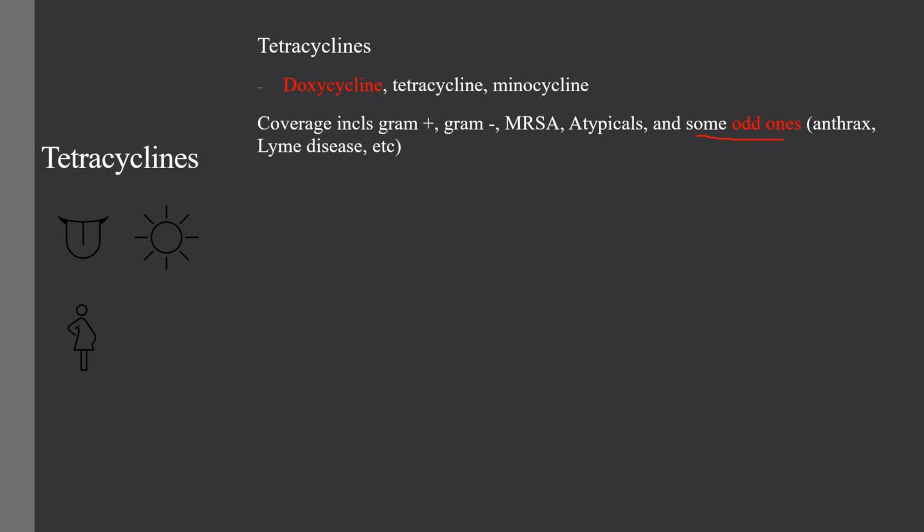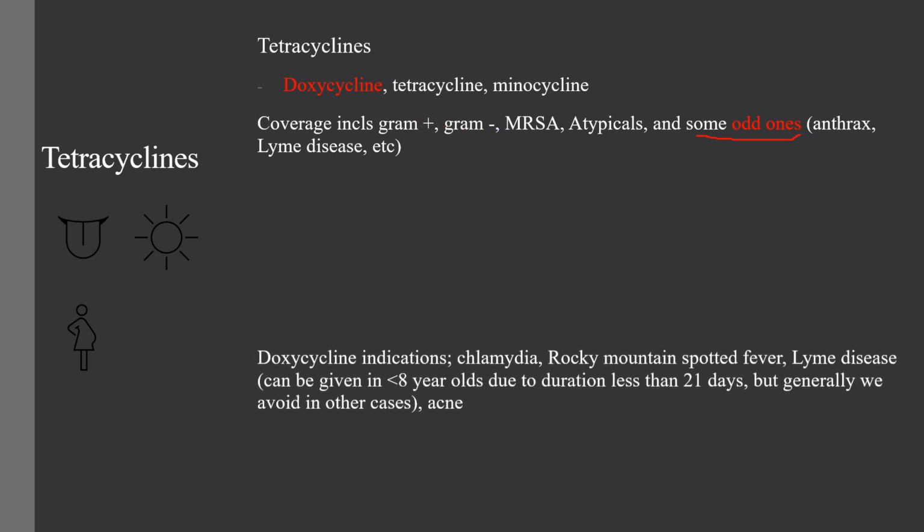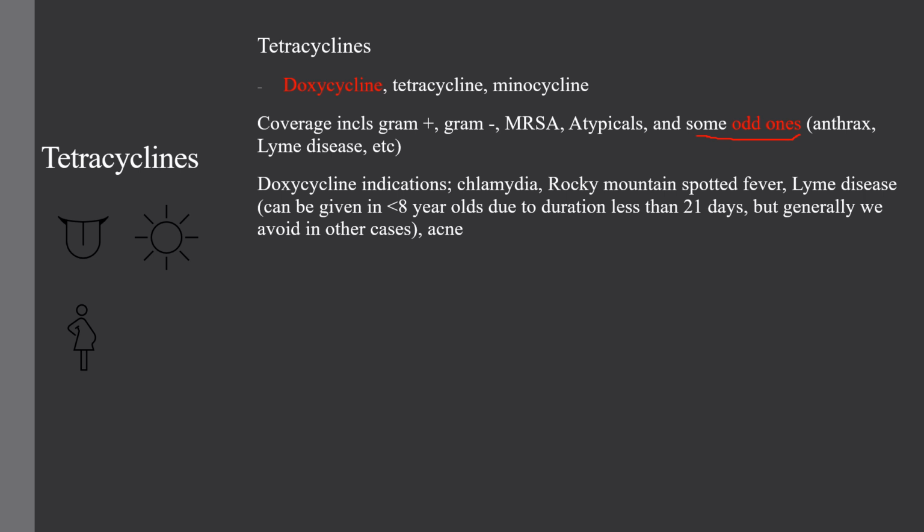You'll pretty much only see this class for odd treatment, like anthrax or Lyme disease, mainly. That is not to say you won't see it in the other ones, but it will still work. And just to note that it also works against MRSA as well. Doxycycline indications. So you'll see this for chlamydia, Rocky Mountain spotted fever, Lyme disease.